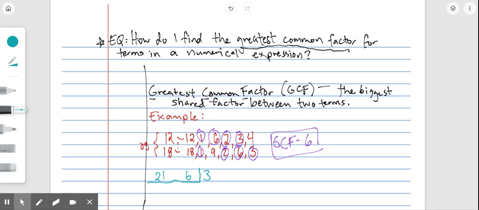Now that I've come up with 3, I'm going to divide them. 6 divided by 3 is 2, and 21 divided by 3 is 7. I look at 7 and 2 and ask, do they have any common factors? No. 7 and 2 have no common factors because they're both prime numbers, which means the greatest common factor here, the biggest factor they share, is the number 3.